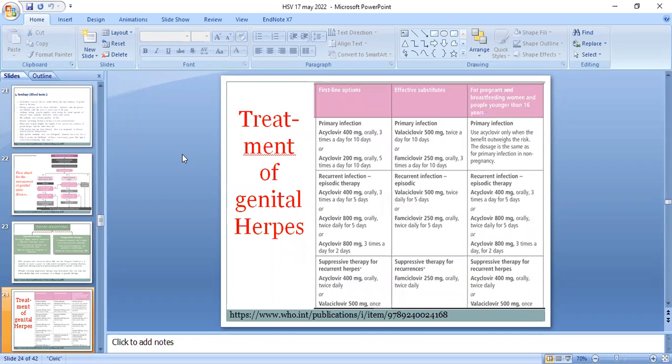Now, these are the treatments of genital herpes. These are the first-line antiviral medications that can be used for the primary infection, in which the infection is occurring for the first time. Then acyclovir 400 mg is given thrice daily for 10 days, and if it is a recurrent infection and episodic therapy is given, then acyclovir 400 mg is given thrice daily for 5 days. And if it is a recurrent infection and suppressive therapy is given, then acyclovir 400 mg is given orally twice daily for a long period of time.